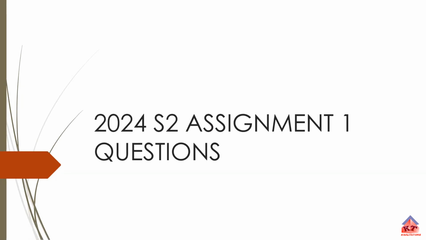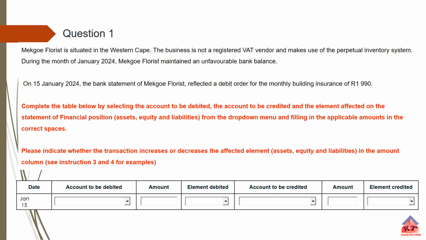Without wasting your time, let us look at some of the questions from assignment 1. So question 1 reads as follows. Mehua Florist is situated in the Western Cape. The business is not a registered VAT vendor and makes use of the perpetual inventory system. Please note that at this point, you don't have to worry about whether they are using a perpetual inventory system or a periodic inventory system.